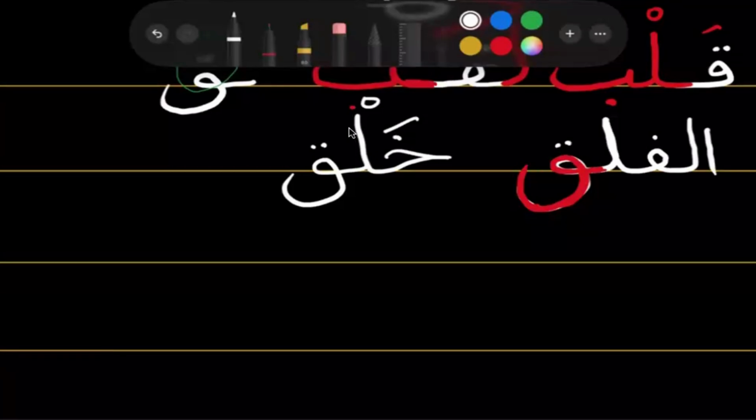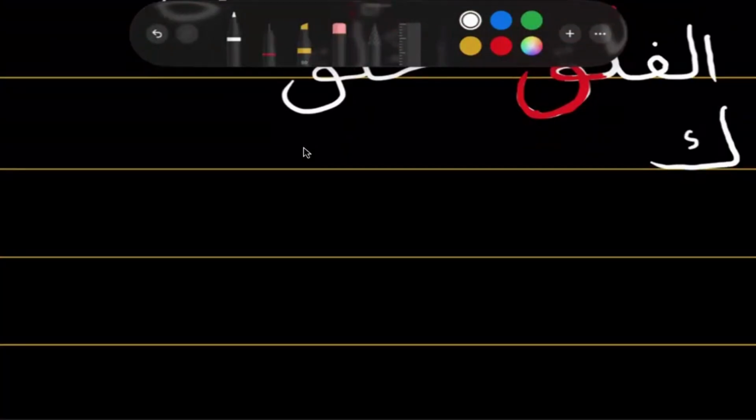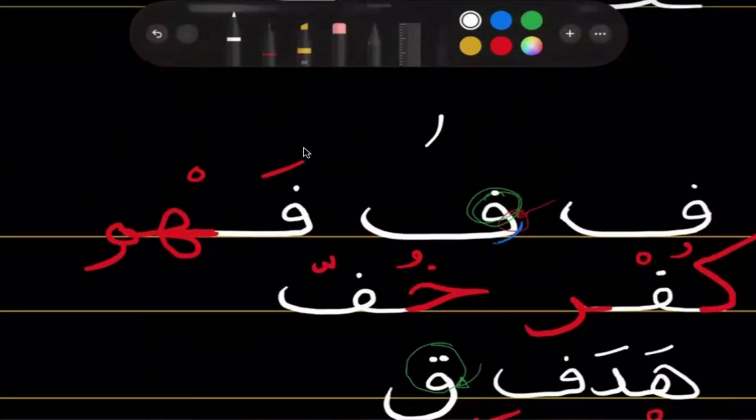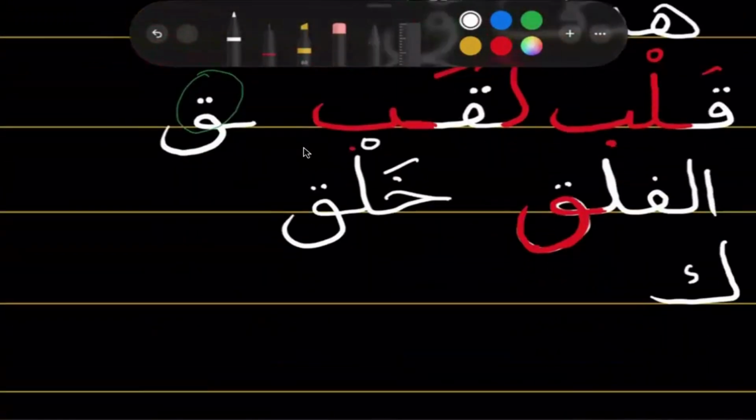How about fa? If you have any question, feel free, please. Let's see how fa looks by itself again. Here's fa, pretty easy, like that. Actually, let's take a look in the Mus'haf and identify some of these letters real quick before we go too far. We did fa and we did qaf here.